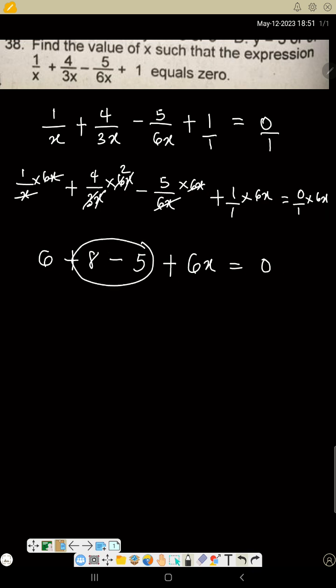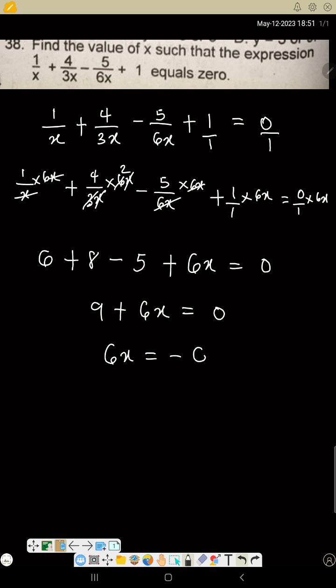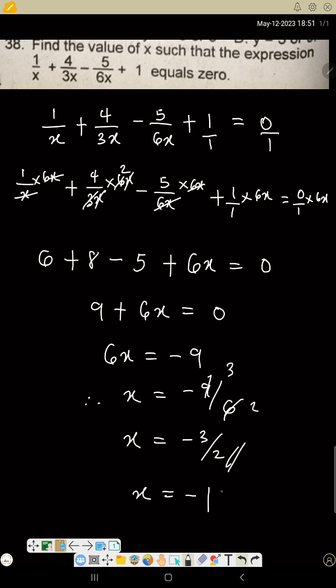So now 8 minus 5, 3. 3 plus 6, 9. So this is 9 plus 6s is equal to 0. So that means 6s is equal to minus 9. So s is equal to minus 9 over 6. So s is equal to minus 3 over 2, because 3 here 3, 3 here 2. Or s is equal to minus 1 whole number 1 over 2. So we have solved all the questions.